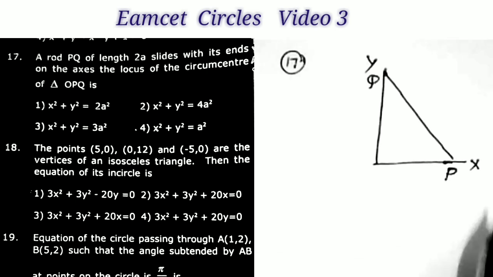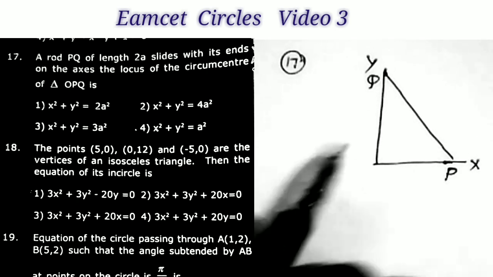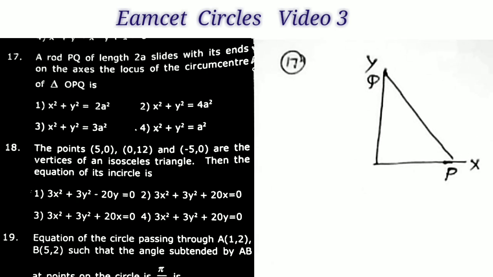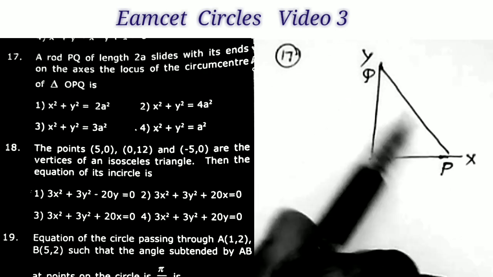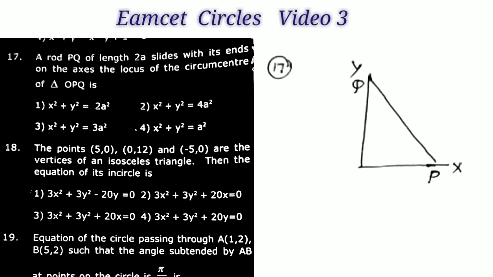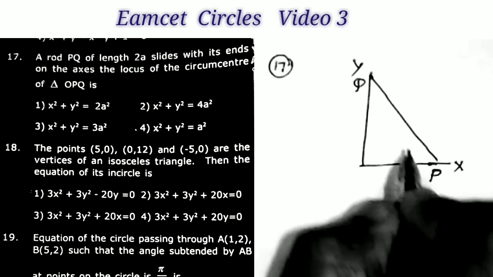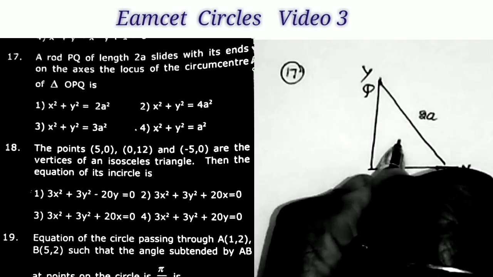So given that a rod of length PQ slides with its ends on the coordinate axis. The ends of the rod are on the coordinate axis, and the rod slides along them. Then what is the locus of the circumcenter, given that the length of PQ is equal to 2a?